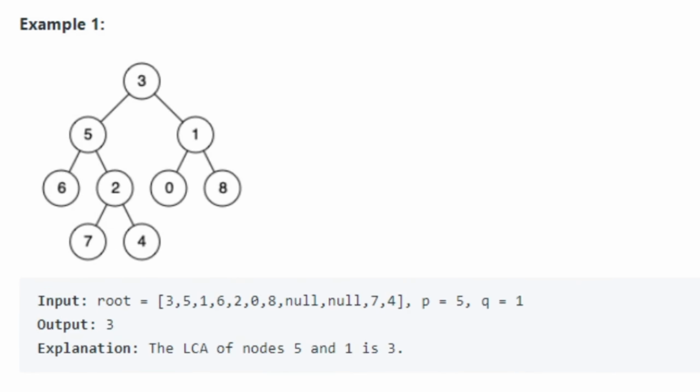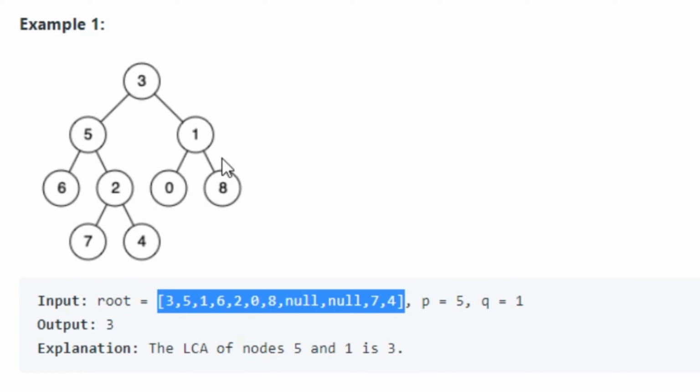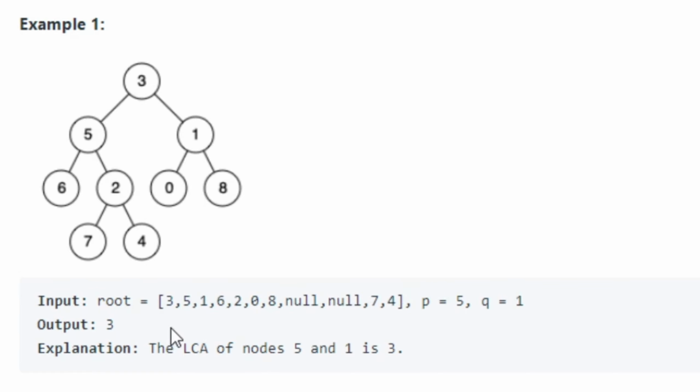Going through example 1 here, the input is a binary tree in array form. And if you haven't seen this before, this form right here and this over here are equivalent. So the order goes top down, left to right. So 3, 5, 1, 6, 2, 0, 8, null, null, which just means empty, 7, 4. Let's go up here. 3, 5, 1, 6, 2, 0, 8, null, null, empty, empty, 7, 4. And yeah, these two forms are equivalent, top down, left to right.